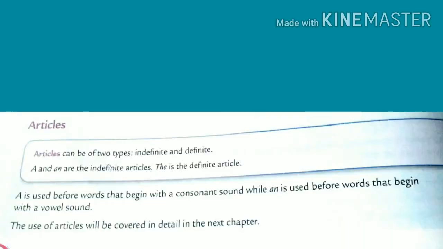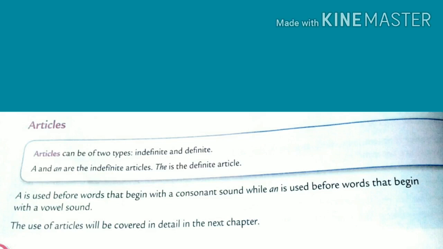First one, articles. Articles can be of two types. One is indefinite and another one is definite. A and an are the indefinite articles. The is the definite article. What is the difference between these two? Definite article, the, is used before a noun to indicate the identity of the noun. Indefinite articles, a and an, are used before a noun that is general or when its identity is not known.